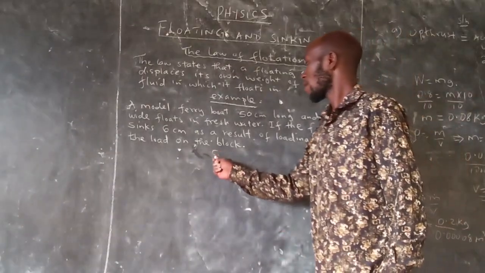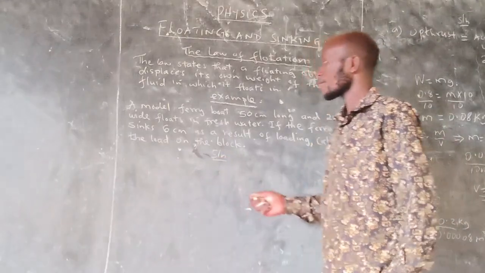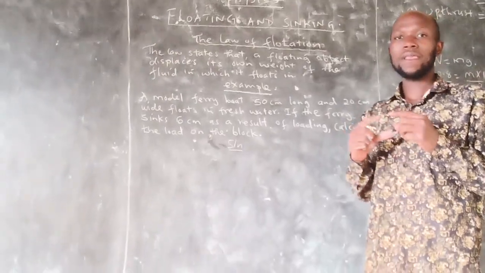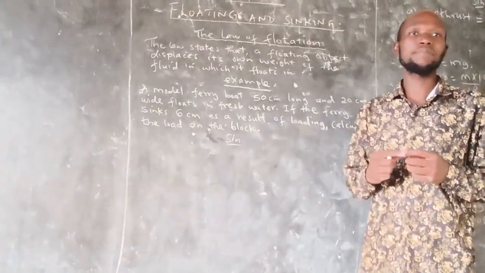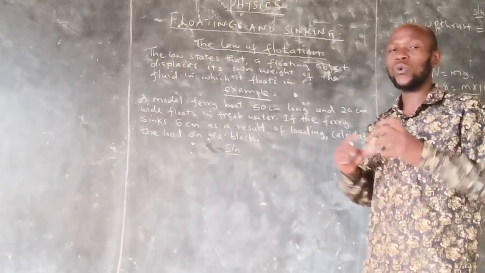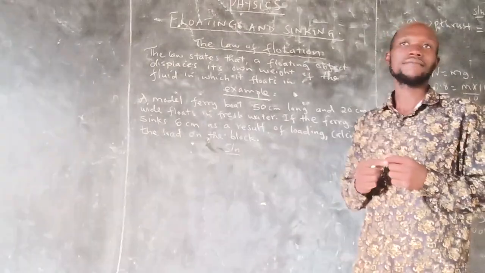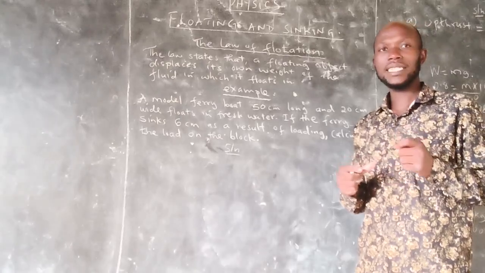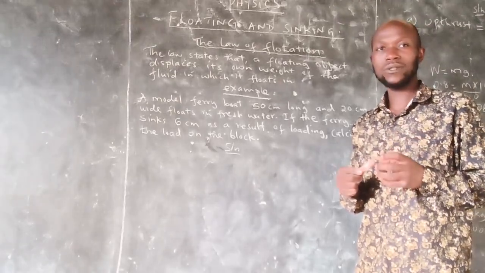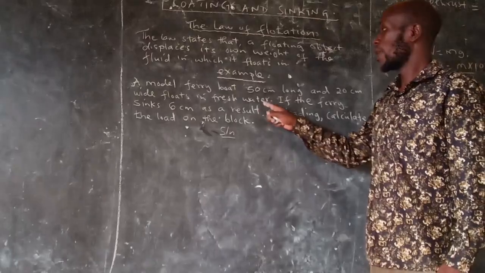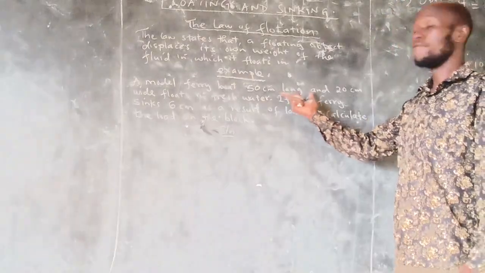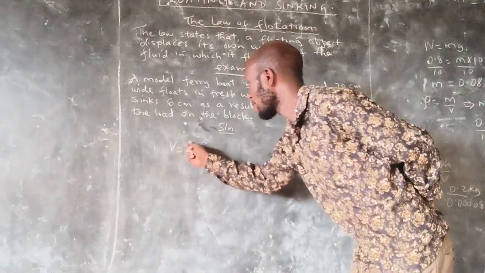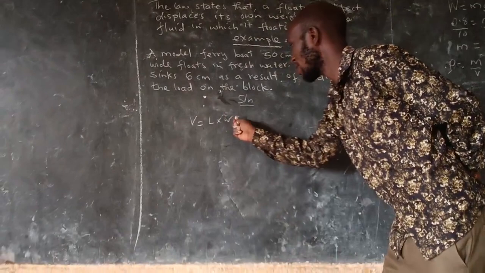Now, the load on the block. The ferry is floating. Therefore, the amount of water that it will displace will be equal to the weight of this ferry. Because from the law of flotation, a floating object displaces its own weight of the fluid. Now, we need to calculate the volume of the water that is displaced here. Now, we know that volume is given by length times width times height.